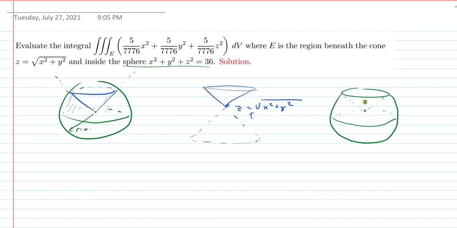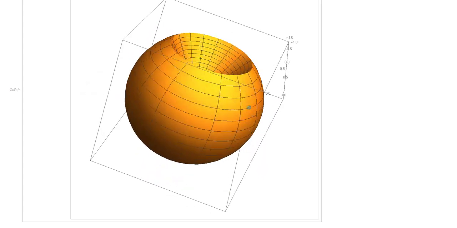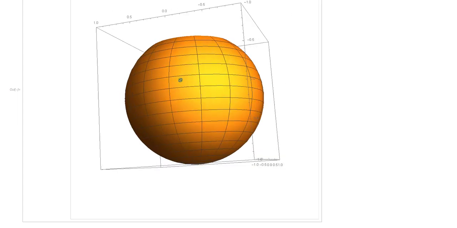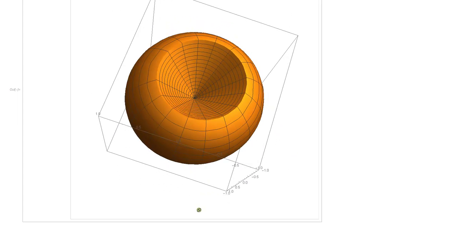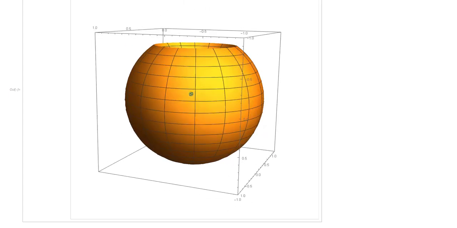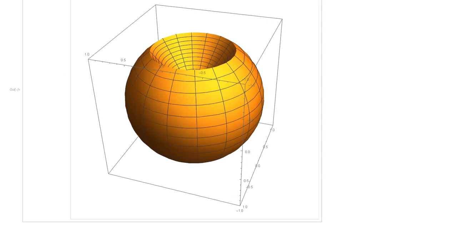If you'd like to see a picture of that, I'll put it up now. So while it's not essential to have a perfect 3D sketch of this, this is sort of like the region that we're looking at, where we're inside of this sphere, but we are below this cone. So it's like we've hollowed this out by the cone, and that's the origin sitting kind of right at the tip of that cone. So there's our region.